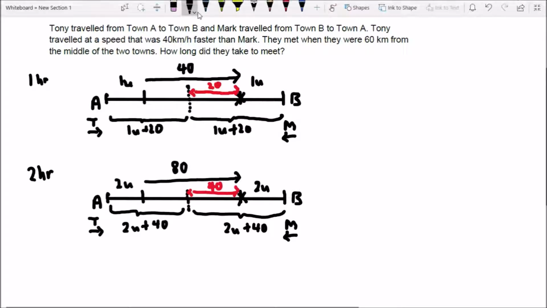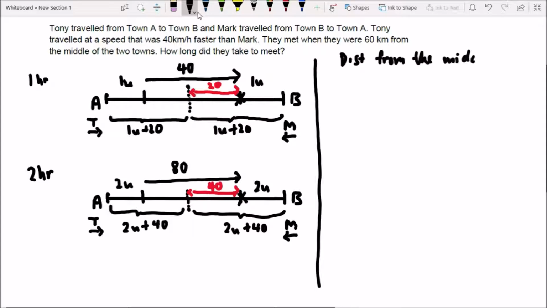From 1 hour to 2 hours, the distance doubled from 20 kilometers to 40 kilometers. Thus, if the distance from the middle is 20 kilometers if they met in 1 hour, we know that they must have met in 3 hours because 60 kilometers is 3 times of 20 kilometers.